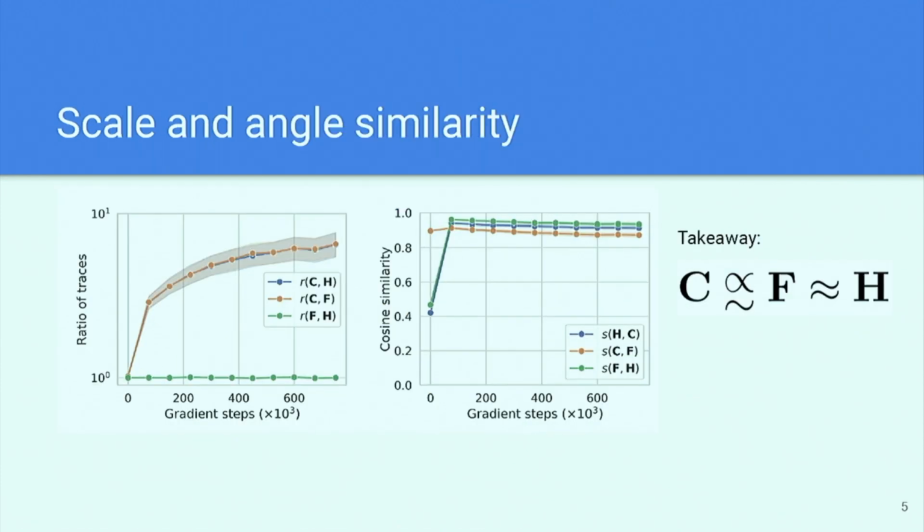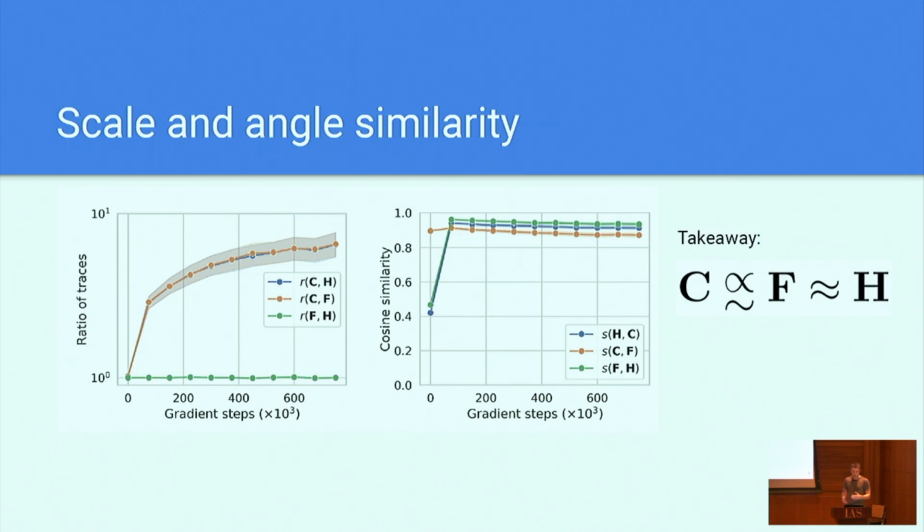So here, this is an empirical study on neural networks. We trained many neural networks on CIFAR10 with different architectures and hyperparameters, and we looked at two quantities. One is the ratio of the traces, so we look at whether one matrix is much bigger than the other. The other quantity we looked at is the cosine similarity. If these two quantities are equal, it means the matrices are equal.